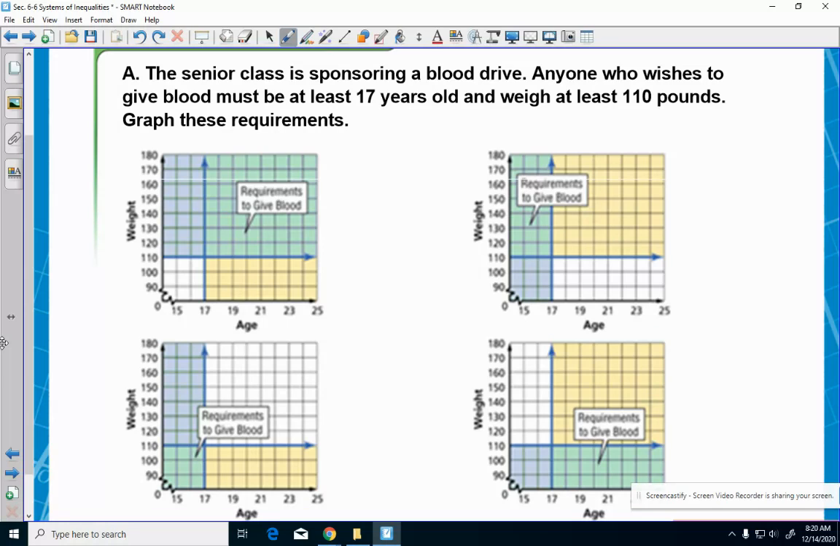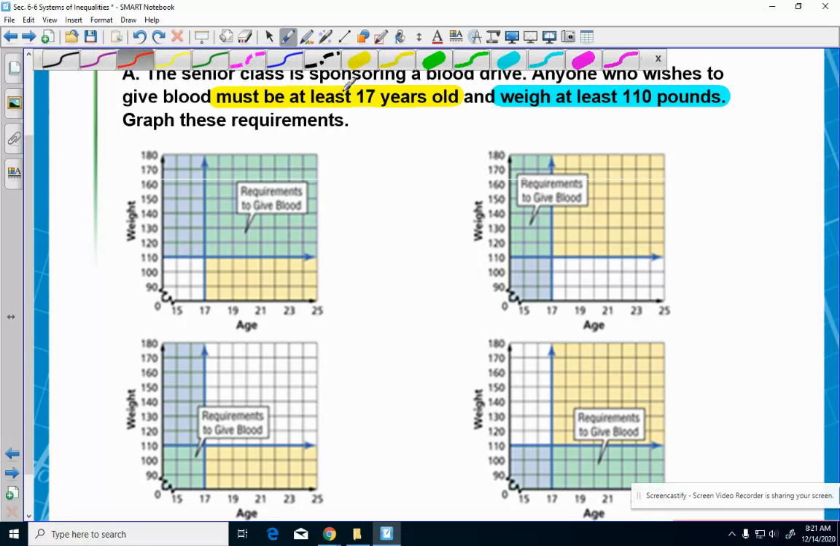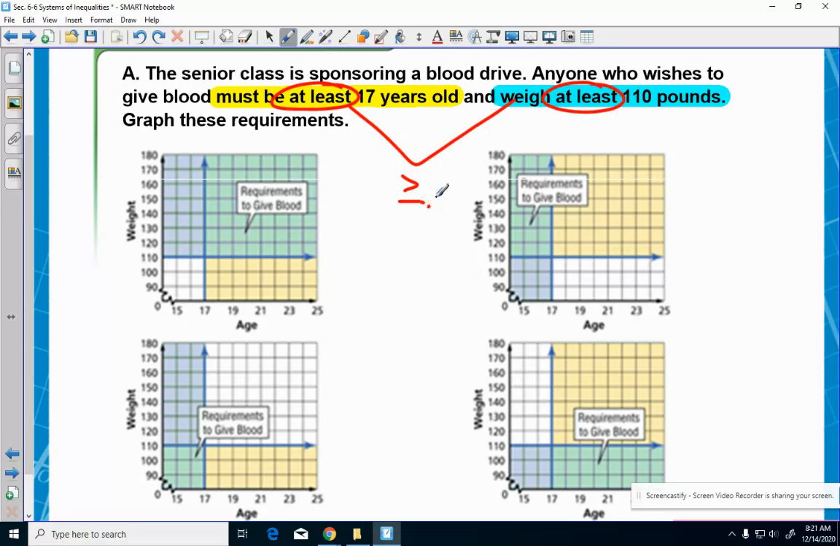You must be at least 17 years old. All right, there's one requirement. Must be at least 17 years old. And requirement number 2, you must weigh at least 110 pounds. Now, just like before, those inequality symbols, at least, would both represent a greater than or equal to symbol. So we want to be above in both situations.